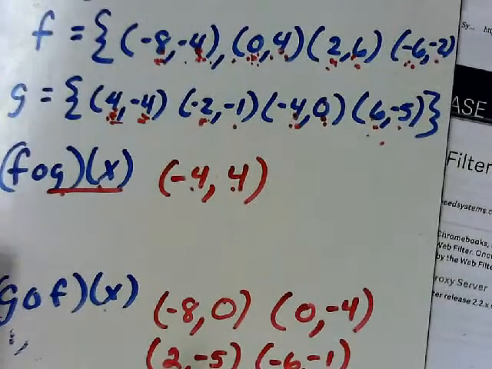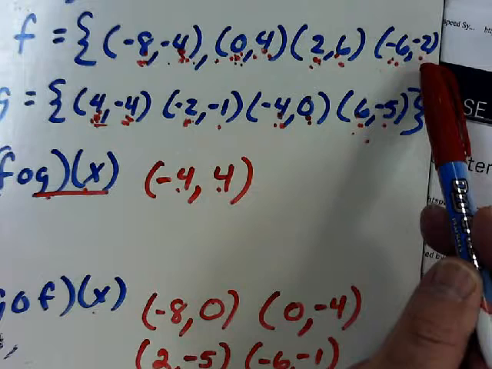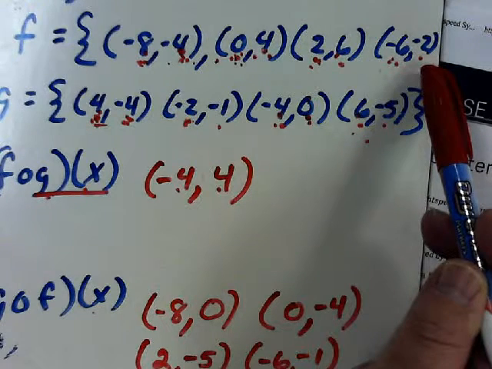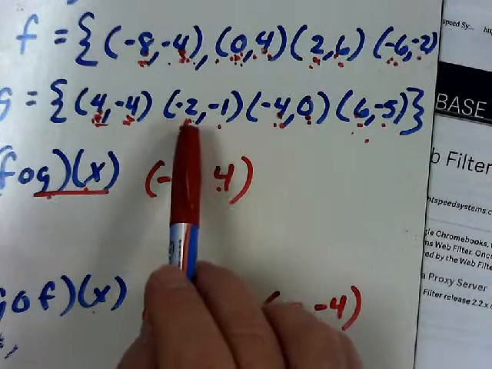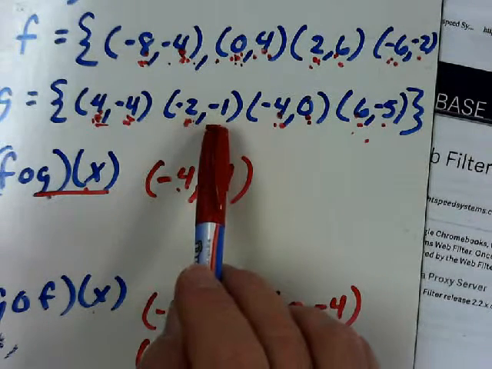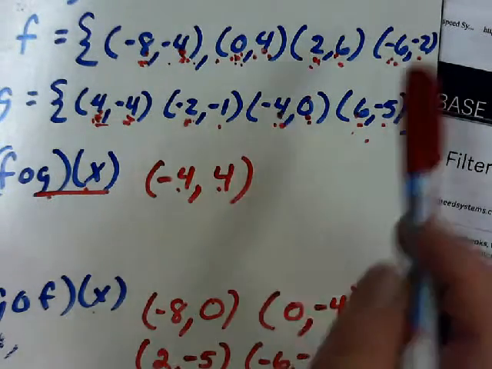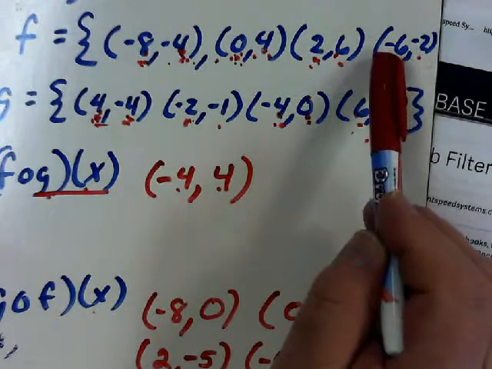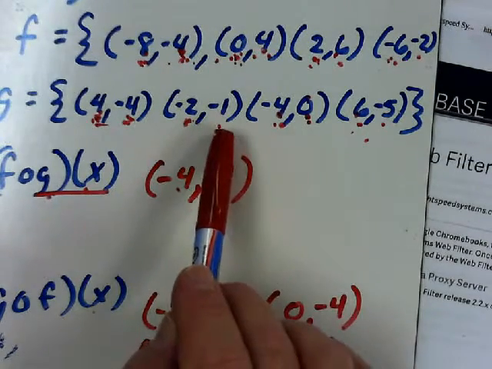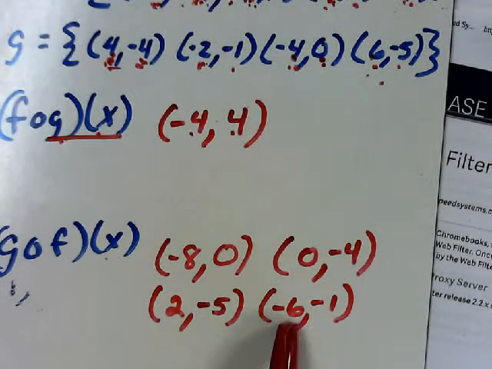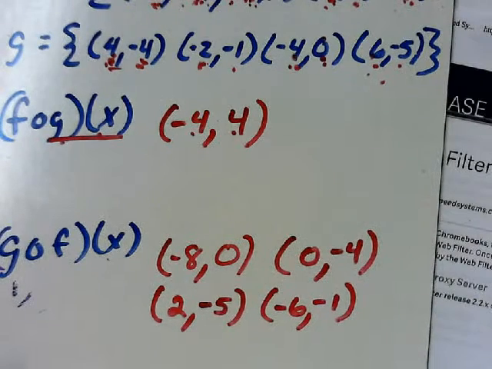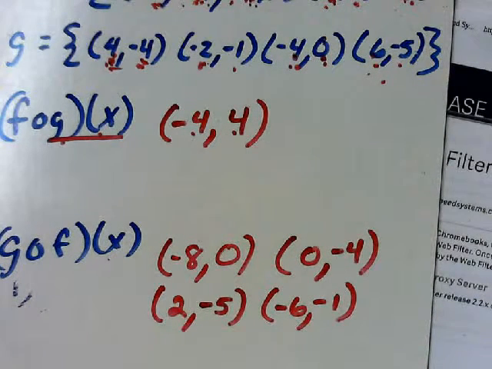A -6 went to a -2, right? The -2 was down here, ended up at a -1. So if I started out with a -6, where would I end up at? -1. So the domain was -6, the range was -1. Is that okay?